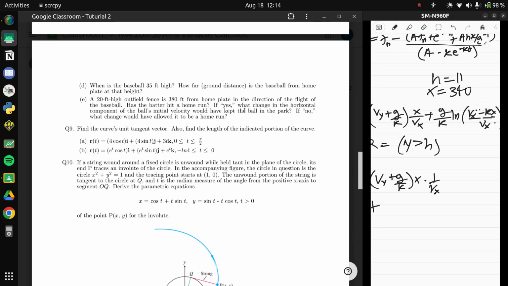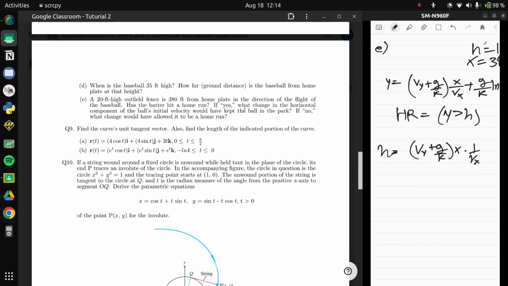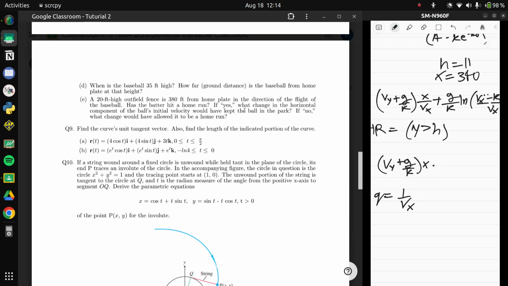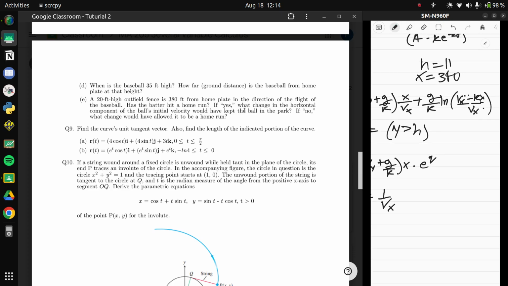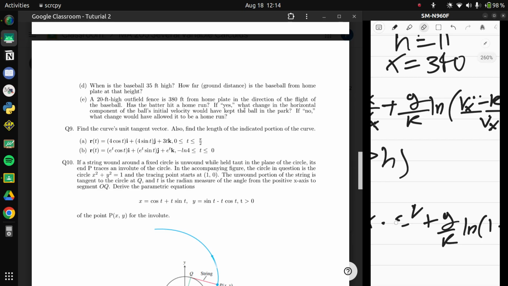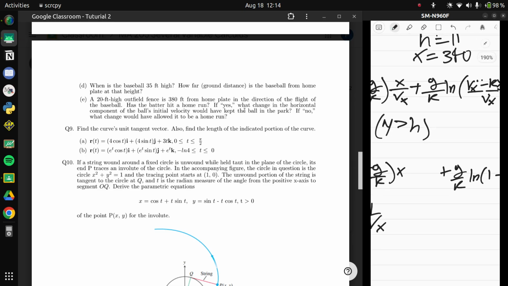Sure. So if we just set, let's call this thing q. Q is 1 upon vx, so this thing just becomes e power q, right? And plus g upon k, then you just got natural log of 1 minus kxq, right? Wait, that's an e power. So okay, now let's, yeah, that's fine. It's not e power q, it's just q itself, right? Sure. Sorry. Fine, that's kind of okay.